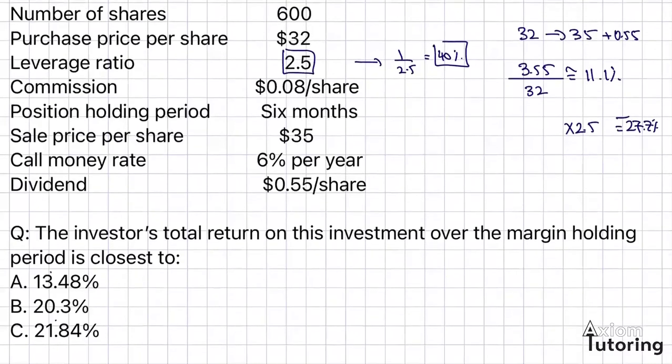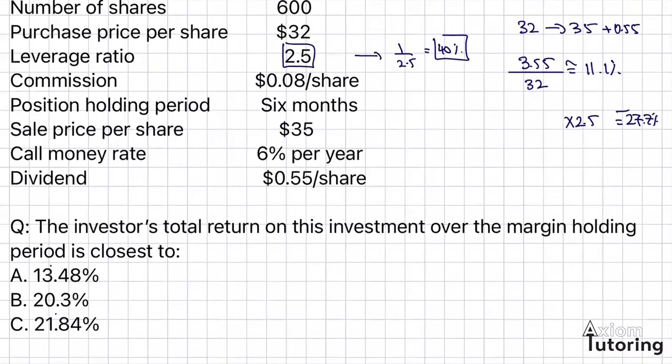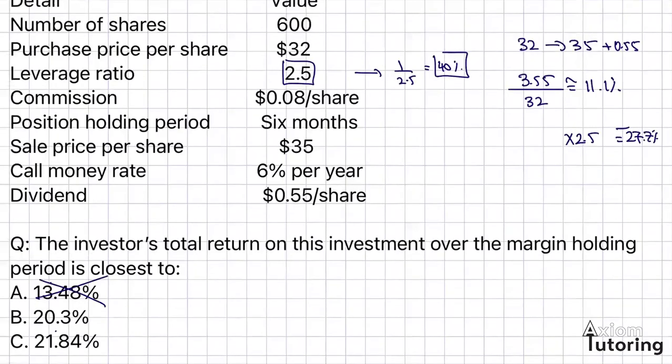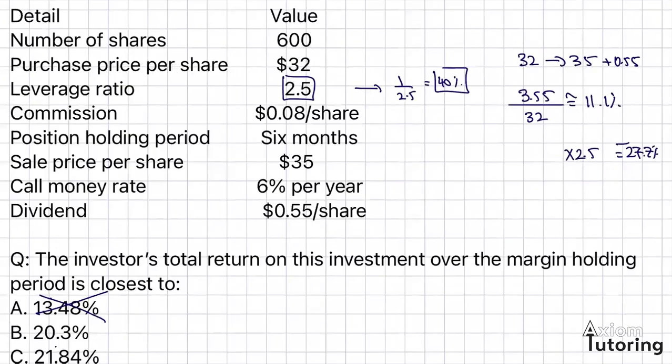If I go to the answers, this is not really going to help me very much, but I know that the answer is not going to be 13. All of a sudden I've doubled my chances of getting the right answer just by realizing this. And I can go a little bit further without actually calculating the precise thing. The commission, I can ignore it because it's very small as a percentage. It's going to eat very little of my capital. But the call money rate is 6% per year, and I'm holding this for 6 months.